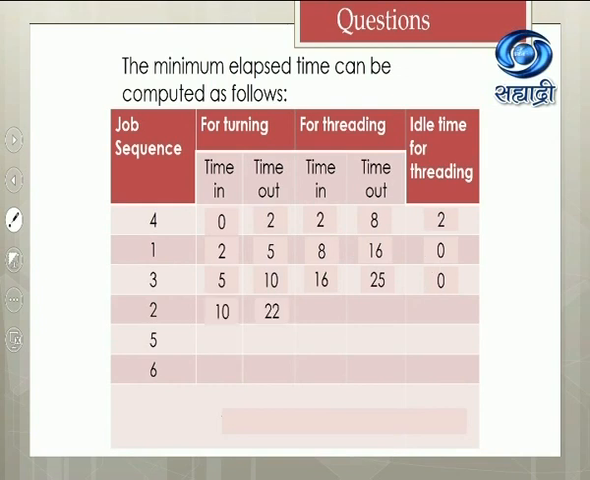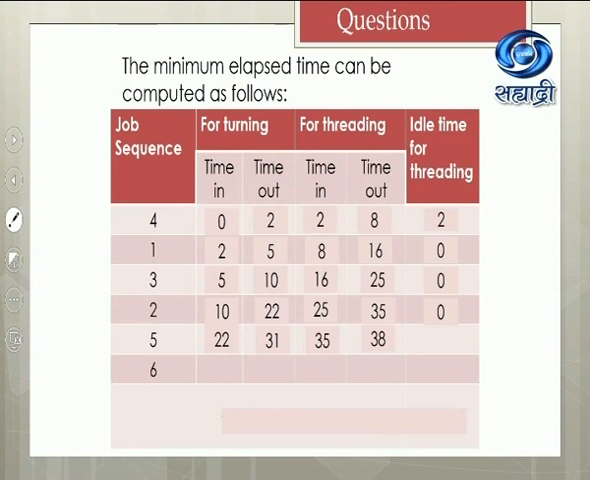Next is 10. Then 22. Keep on adding from the given question. Okay. So again write 25 over here. 25 plus 10, 35. Idle time is again 0. Next is 22. Then 22 plus 9 you get 31. 35 you will get over here. So compare this, 31, 35, it is 35.